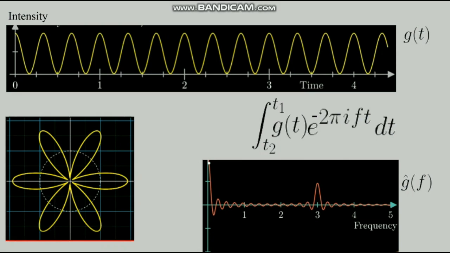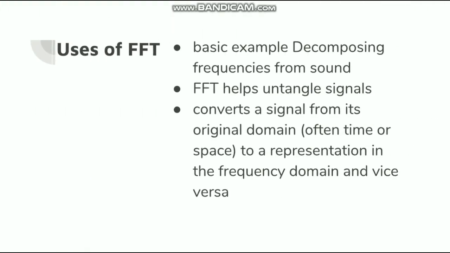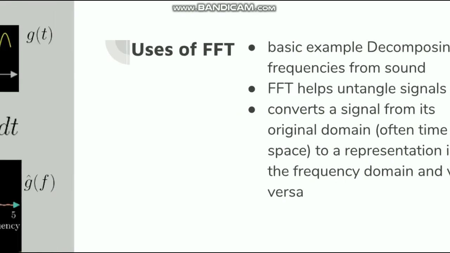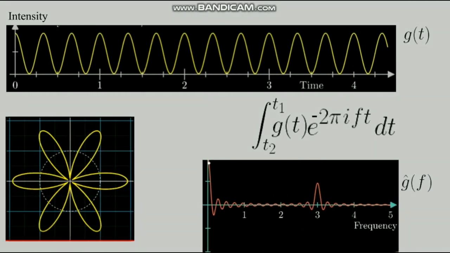With that being explained, we could actually proceed to the uses of the fast Fourier transform. Now take note, the fast Fourier transform is simply an improved version of the discrete Fourier transform in terms of time complexity. As for the uses, a prime example would be decomposing frequencies from sound. FFT helps untangle signals, and it also converts signals from their original domain, often time or space, to a representation in the frequency domain and vice versa, which was shown in the previous graph. Just to reiterate, this would be the original domain, and this would be the frequency domain.